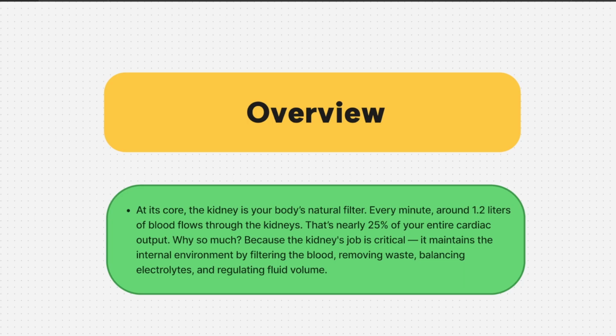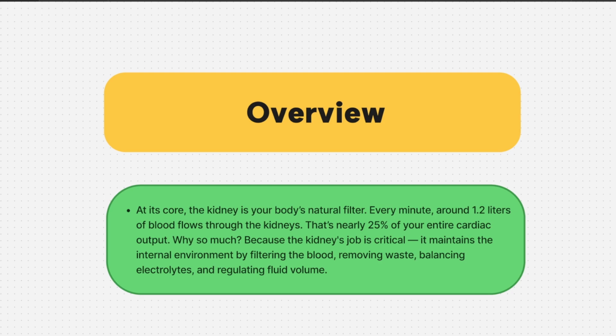So basically, at its core, the kidney is a filter. It's your body's natural filter. Every minute, around 1.2 liters of blood flows through the kidney. Now, that's a significant amount of blood. That's nearly 25% of your entire cardiac output.